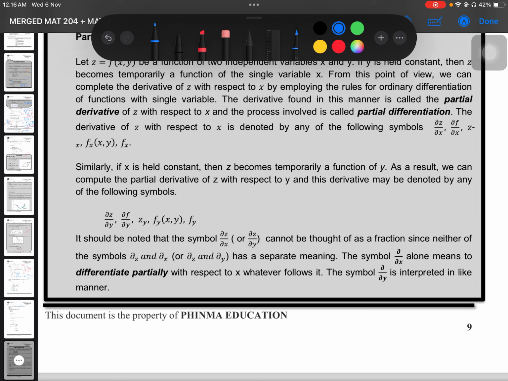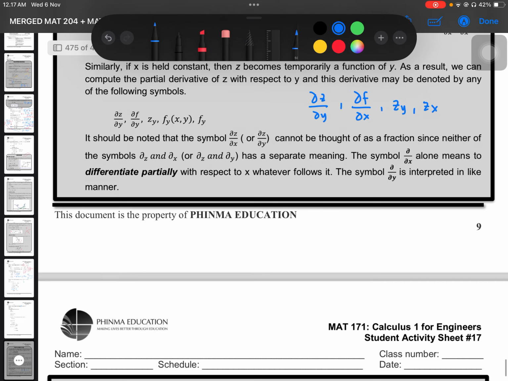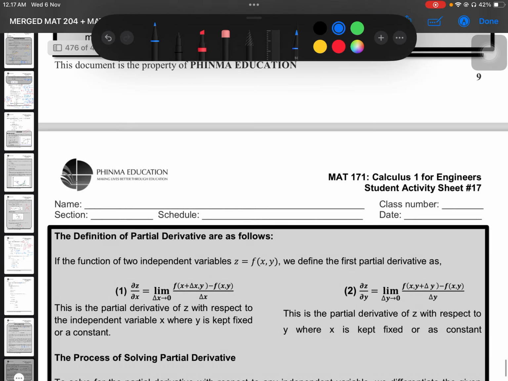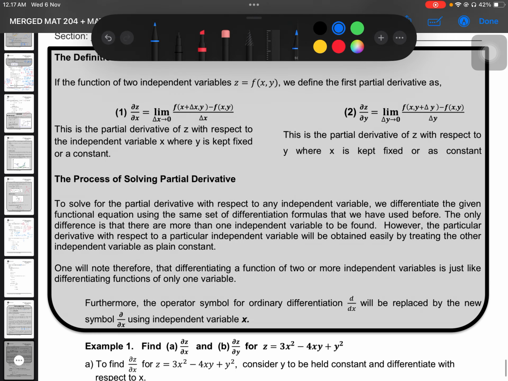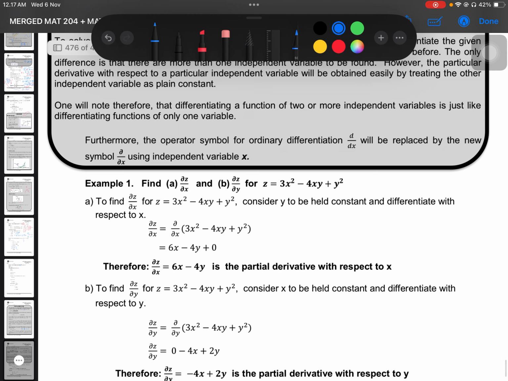So, that is partial derivative of z with respect to y. O kaya naman, partial derivative of f with respect to x. Okay? O kaya naman, kung z yung binigay na, we have zy, kaya naman ay zx. Okay? So, ganyan yung ating mga symbols. Okay? So, ito is just the definition, but mas maintindihan nyo siya in terms of using the examples.